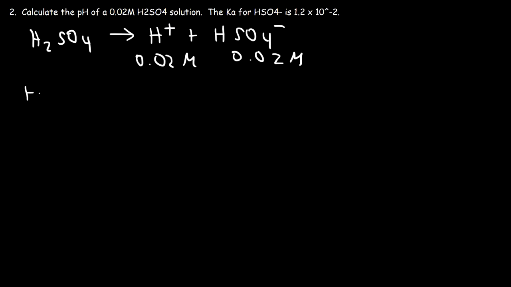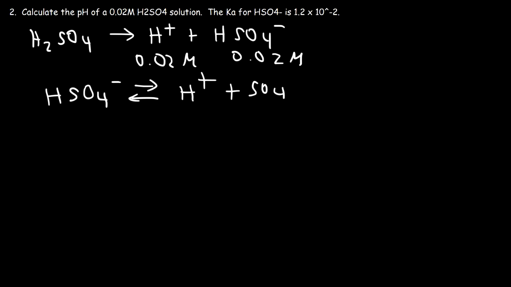And now let's move on to the second step. So we're going to make an ICE table for it. Now the second step is a reversible reaction. So we need to write 2 arrows as opposed to 1. And now let's make the ICE table.